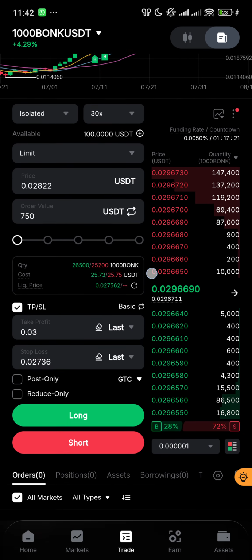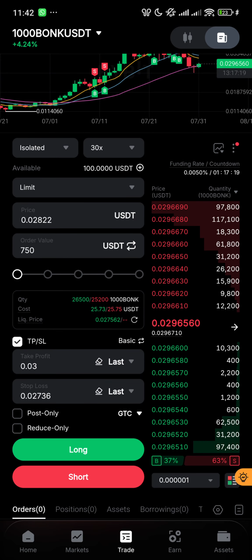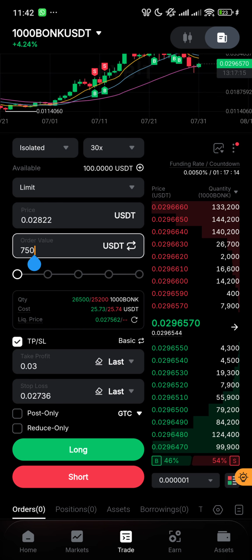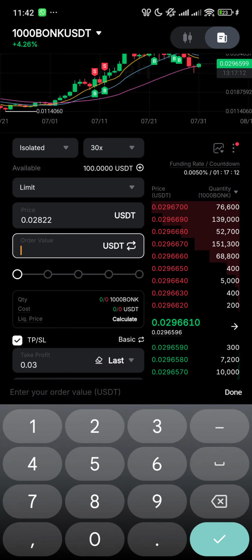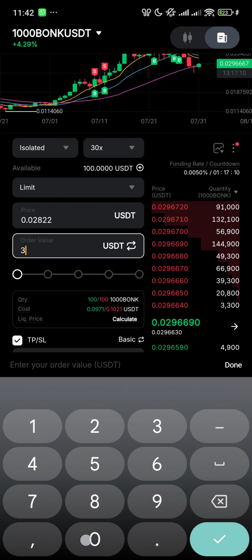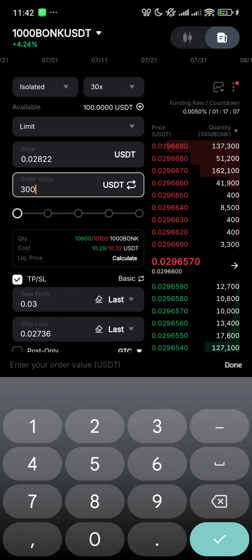So now to enter this trade, like I've said, how will I do that? I'm going to reduce this to $10. So I'll say 10 times 30, that's 300, right? So the cost for this trade is $10, right? So now let's calculate this.